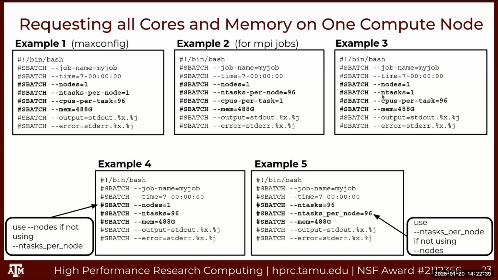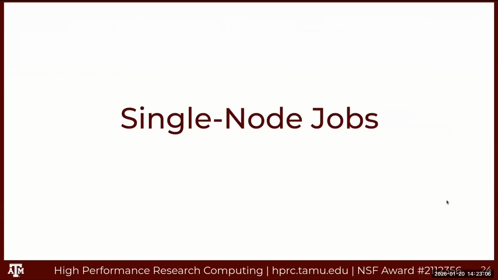You can use n tasks, and maybe they'll do n tasks equal 1, and CPUs per task is 96. Also, if you're using n tasks, make sure you select number of nodes, or make sure you select n tasks per node, so that Slurm knows how many nodes you want the job to run on.